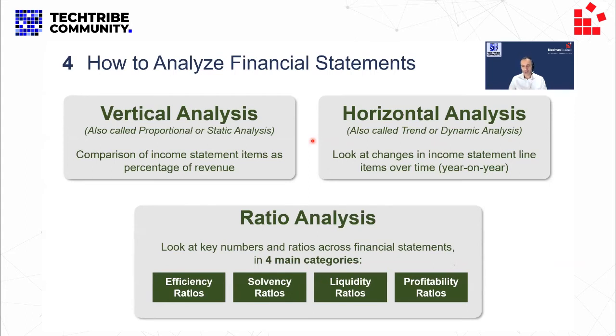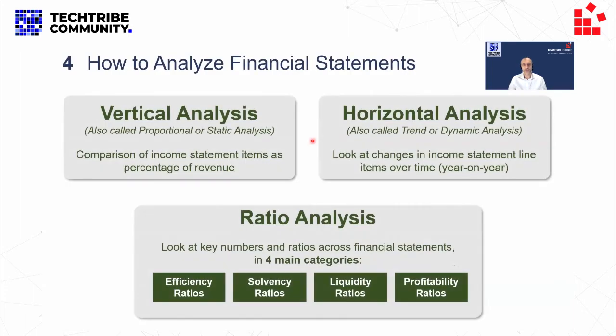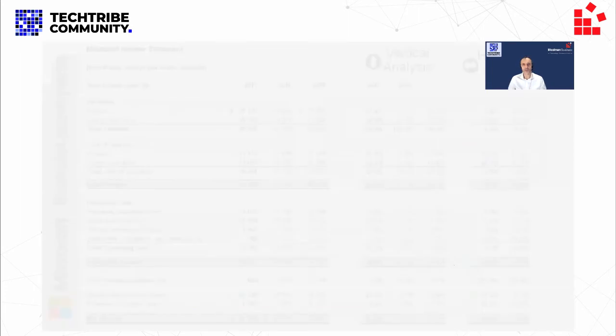Now, I don't have time in this masterclass to go into detail about all of these ratios, because within each of these categories, there's probably 10, 15, 20 ratios. In the course on how to understand and analyze financial statements, I do go into more detail about all of these ratios. But for the purpose of this masterclass, we'll just look at 1 or 2 of them. But first, to illustrate the first one, vertical analysis, and then the second one, horizontal analysis.